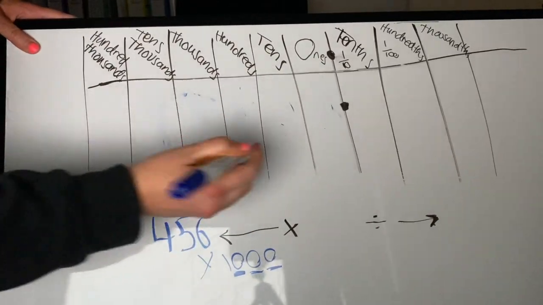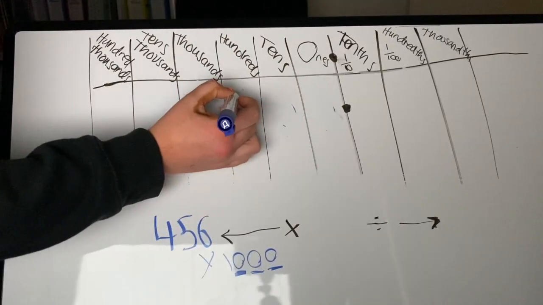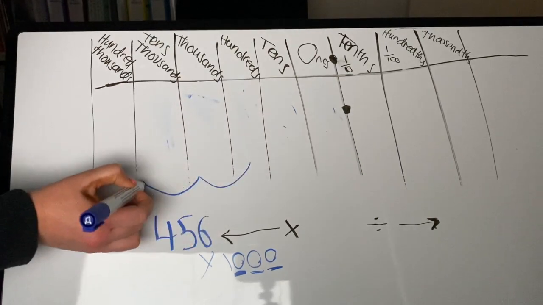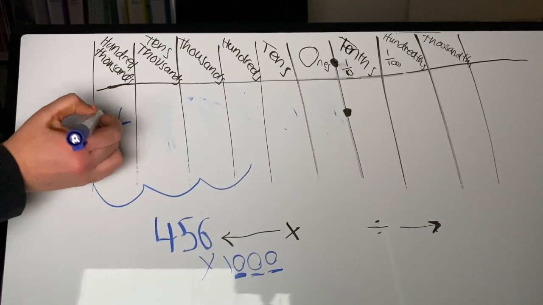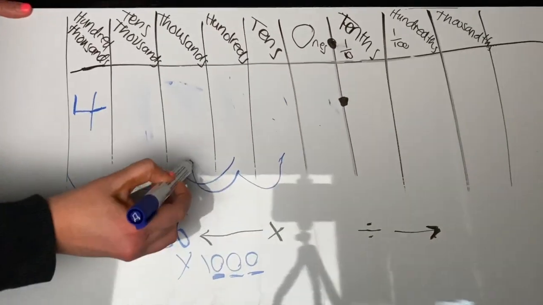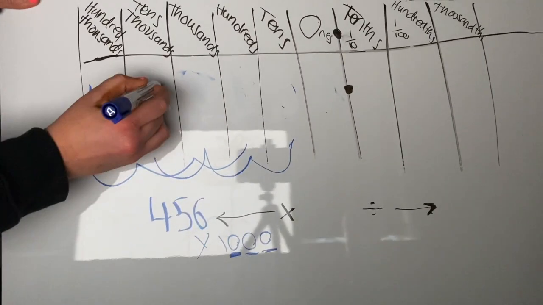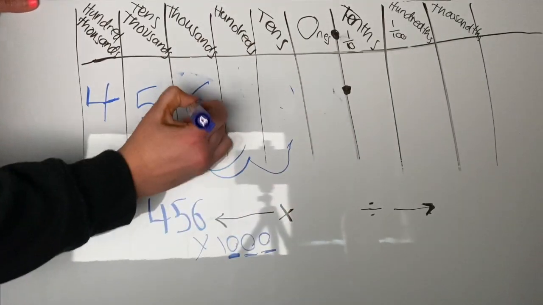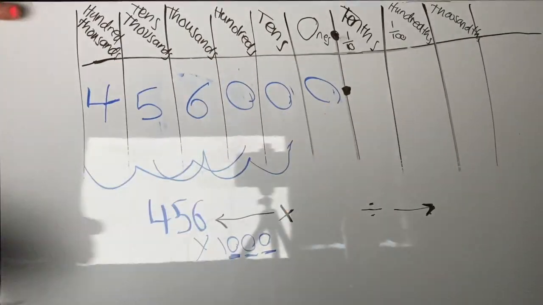If I'm timesing by 1,000, and I had my original number 456, the 4 would move 1, 2, 3 place value columns to the left. The 5 would also move 3 place value columns to the left, as would the 6. And then the blank columns would be filled in with zeros.